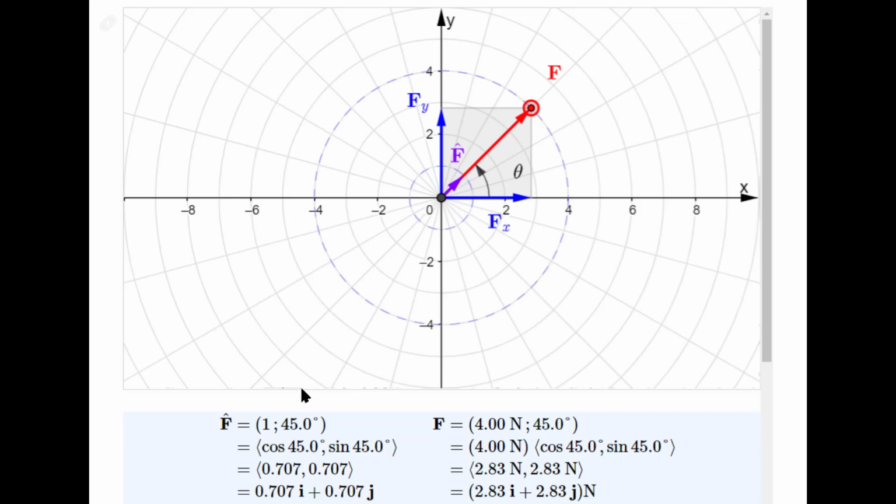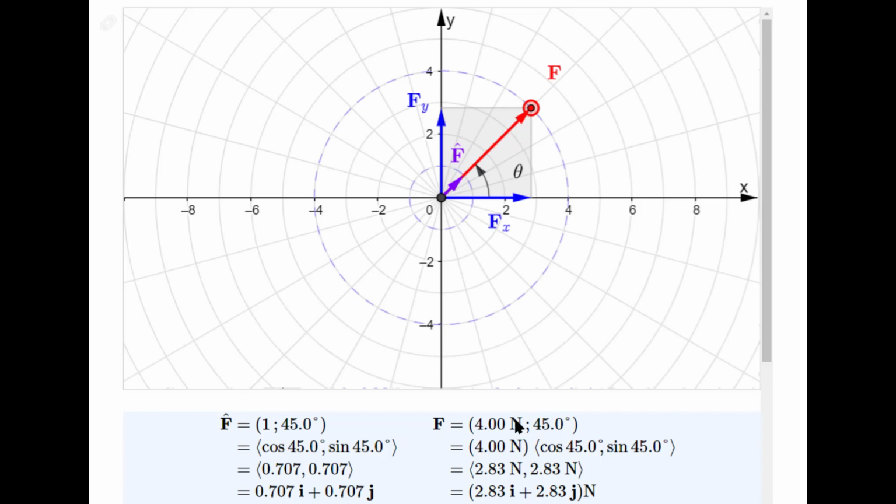Now, right now I have this at 45 degrees. That means that the x and y components are the same. Please note that in the unit vector here, we have it described as cosine of 45, sine of 45, which are the same, which are 0.707. So no matter what magnitude this is, it never affects the value of this. It only changes the unit vector components if you change the angle.